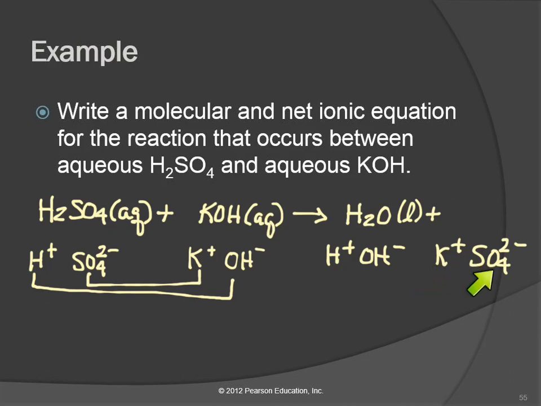K plus and SO4 2 minus. This is where we need to do that crisscross thing. So this 2 becomes the subscript for the potassium. The unwritten 1 on the potassium plus 1, was that one locked? I'm sorry. It must have been unlocked and then I locked it. This unwritten 1 becomes a subscript on the sulfate. So this is going to be K2SO4.